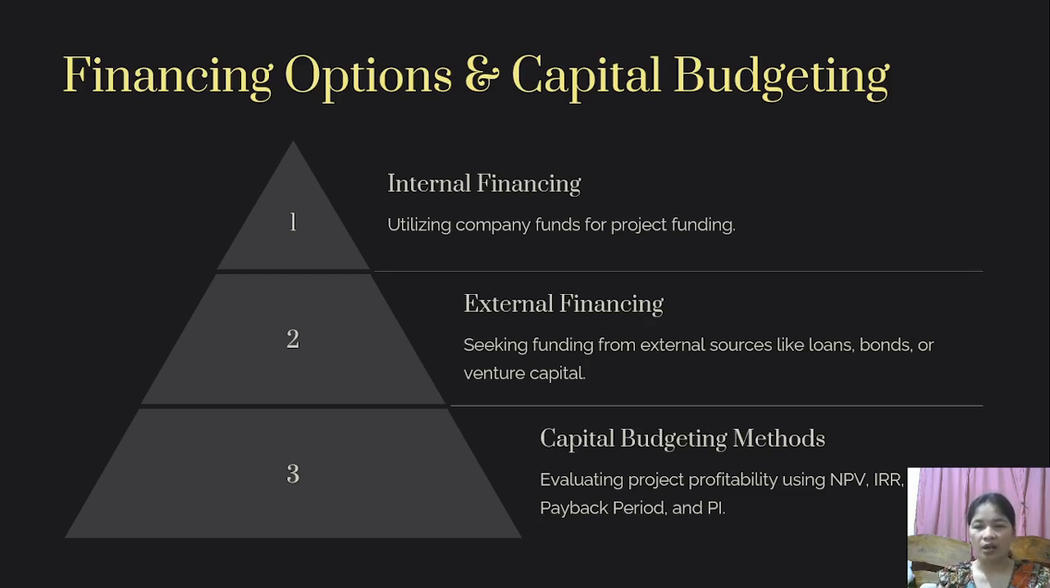Next is IRR. IRR stands for internal rate of return. You assess the profitability relative to cost. Next is payback period. You are to measure the time required to recoup the initial investment. And also PI. PI stands for profitability index. You are to determine the value created per dollar invested.